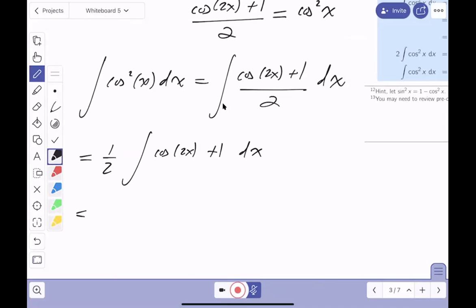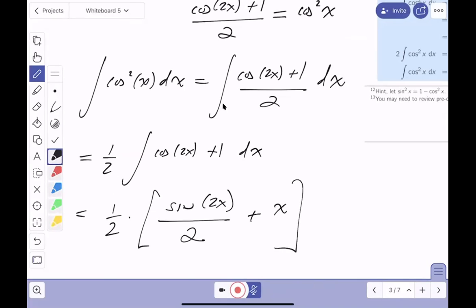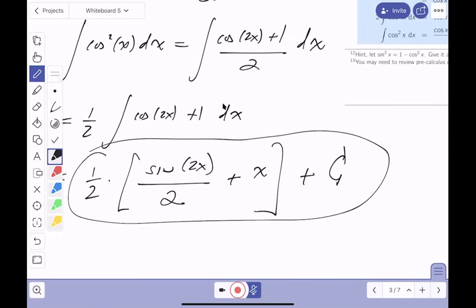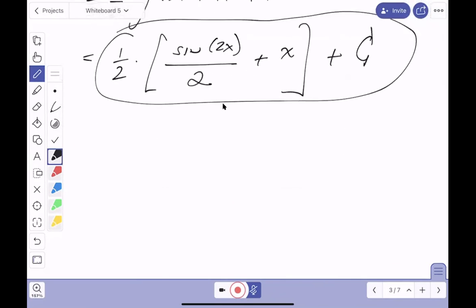And I'm ready to integrate. No dead end here. What's the antiderivative of cosine? That would be sine of 2x over 2 plus x. Well, you know what? This may look different to you, but I want to point out that this and the other answer are identical. Let me go through that with you.